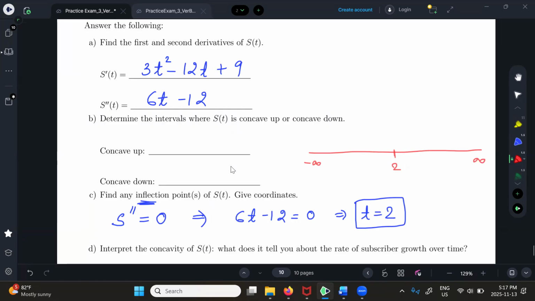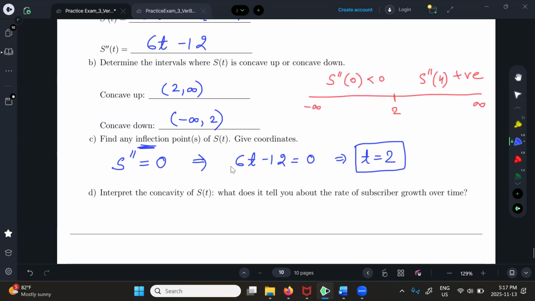Okay. So what is the sign of the double derivative? Pick a point, say 0 here. Pick a test point here, say 4. So 0 is negative, clearly, right? If I plug in 4 here, it's positive. So positive means concave up on 2 to infinity and concave down on the other interval.